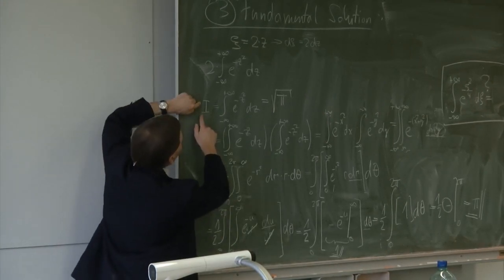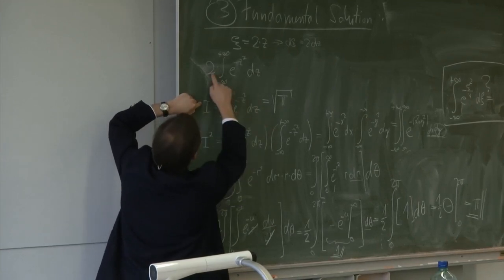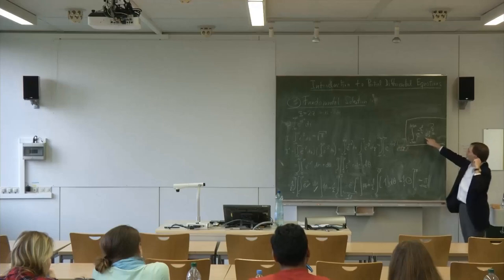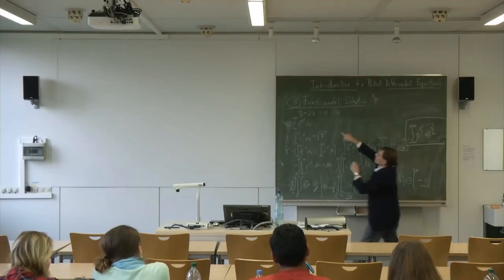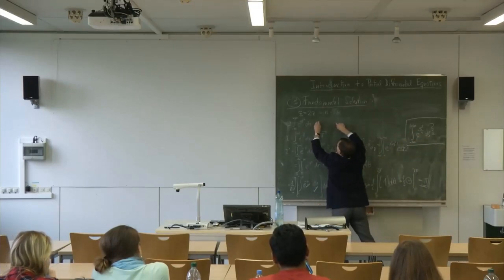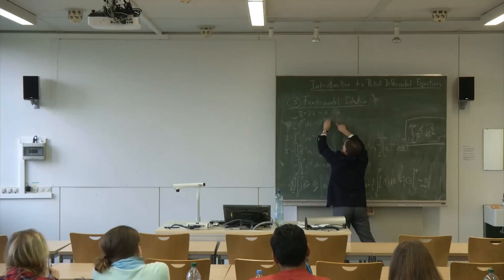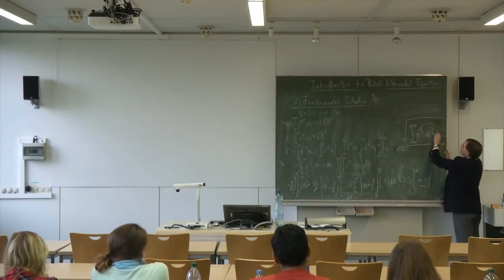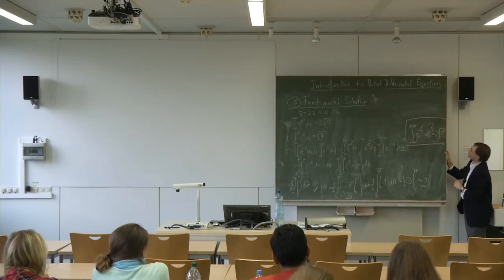So what we got is that this is I, right? And here from our variable transformation, coming from here, from our fundamental solution, we see we have to care about the 2. So what we have is that the fundamental solution, if we do this integration, we get 2 square root of pi.